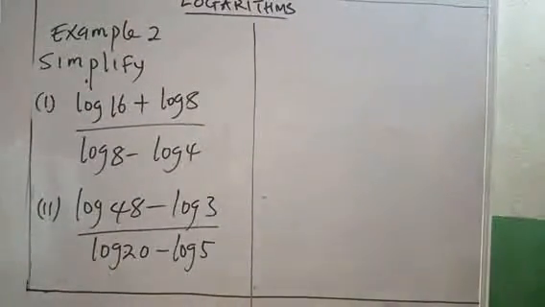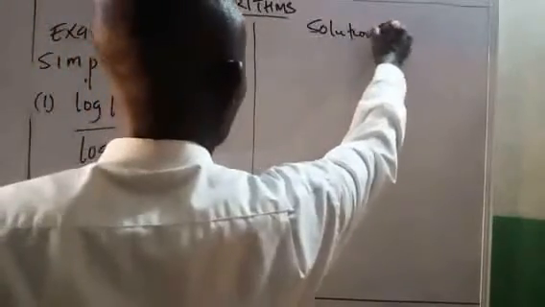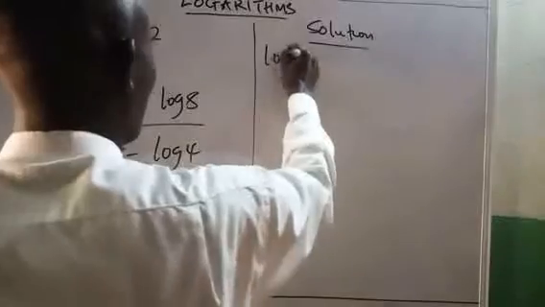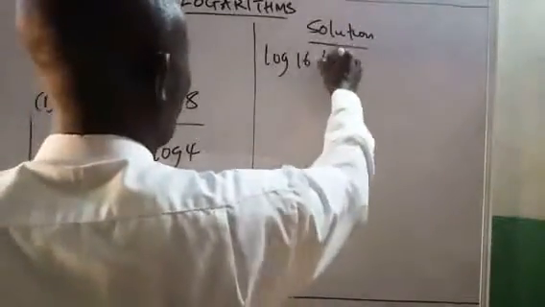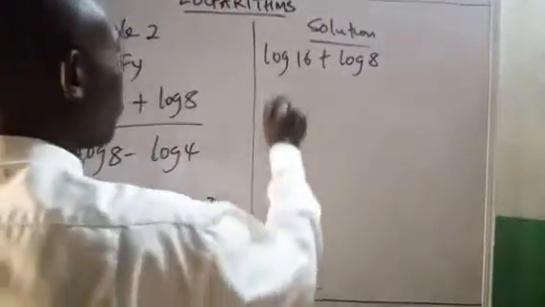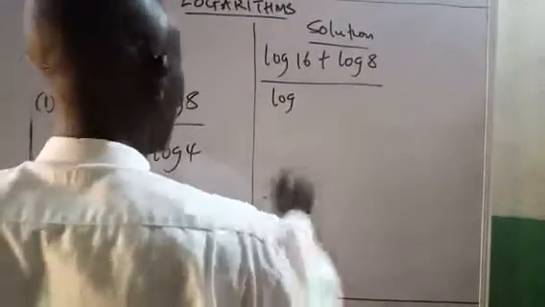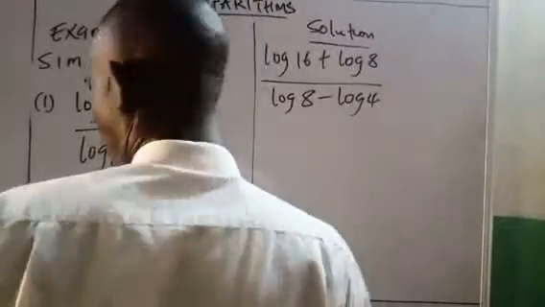Now, example 2. We're asked to simplify 1. We'll solve it one by one. Solution. The first one is log 16 plus log 8 over log 8 minus log 4.